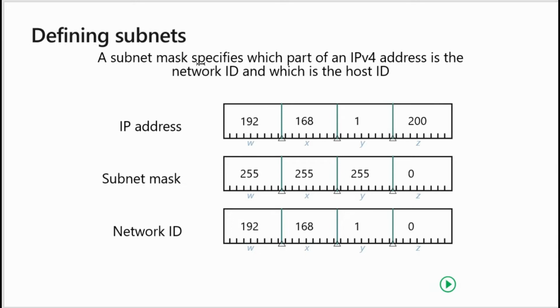Now, defining subnets: a subnet mask specifies which part of an IPv4 address is the network ID and which part is the host. In this example, 192.168.1.200 is one single IP address, and the mask is 255.255.255.0. This is fixed. And the network it belongs to is 192.168.1.0. This is the 0 network.